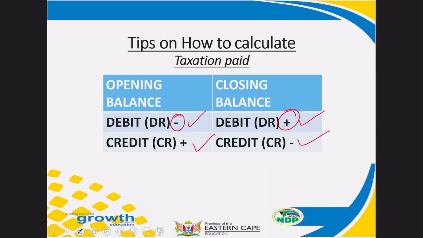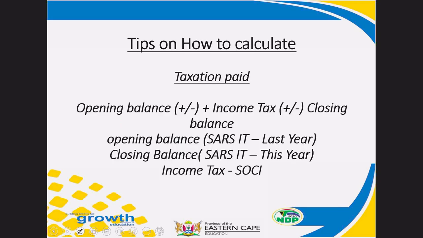Okay? And then when the opening balance is a credit, it means you are owing SARS money, which you will pay at the beginning of the year. And if the closing balance is a credit, you have not paid that amount. Hence, you will have to subtract it. Here is the formula again. Opening balance plus income tax for the year minus your what? Your closing balance. Or you can also plus the closing balance. Hence I put here positive or negative. It depends on the type of balance that you have.